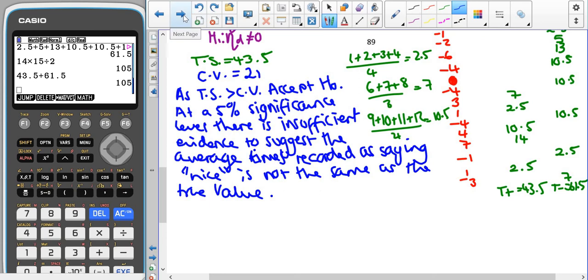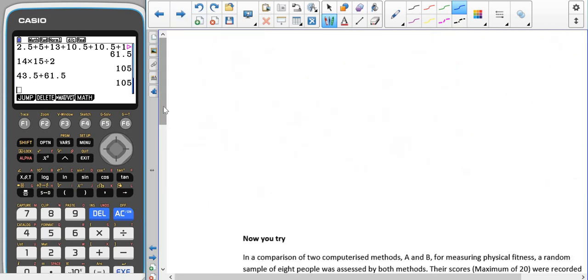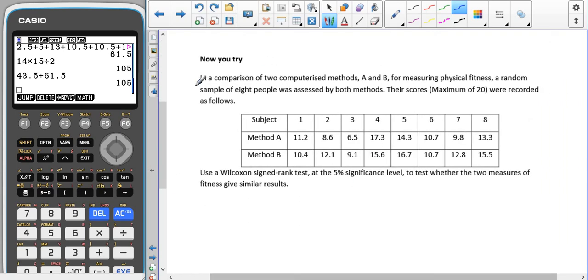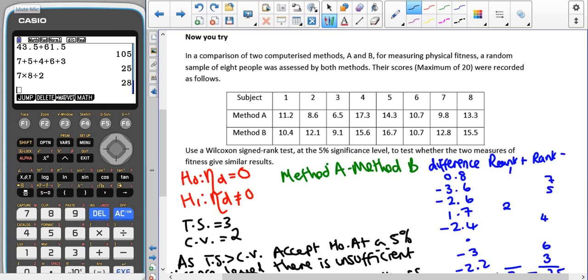So now I'd like you to pause the video. It'll go on to the next page. There we go. Pause the video and give the last Now You Try question a go. Again, even though this time it doesn't matter which way you do your takeaway, it's still nice to know which way you've done it for knowing what your T plus and T minus should end up being. So hopefully you've paused the video and given the Now You Try a go.